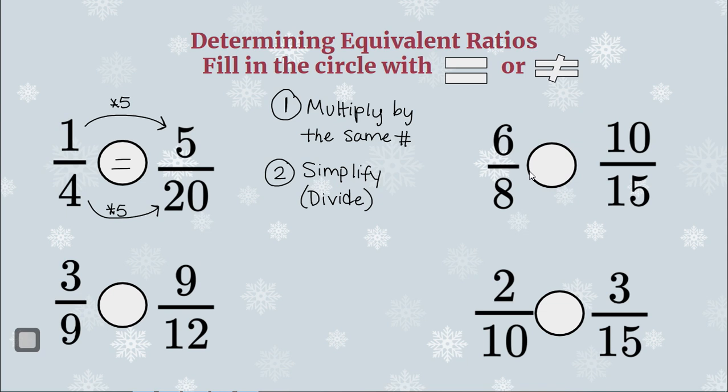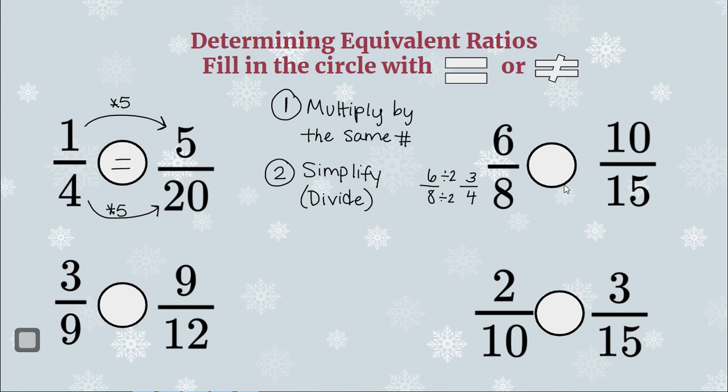So let's take a look at 6 to 8. I want to think about what I can divide 6 and 8 both by in order to simplify this ratio. A dead giveaway is that both of these numbers are even. Anytime you have two even numbers, we can divide by 2. 6 divided by 2 is 3, and 8 divided by 2 is 4. So this ratio, 6 to 8, reduces to 3 to 4.